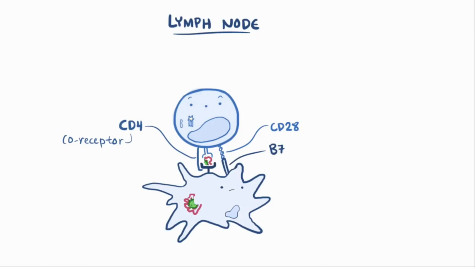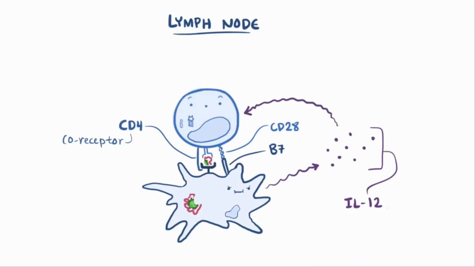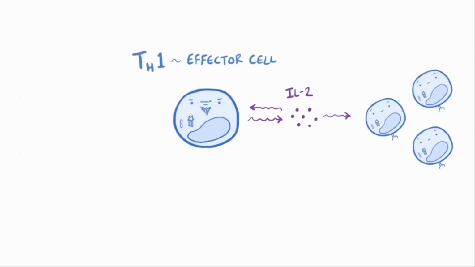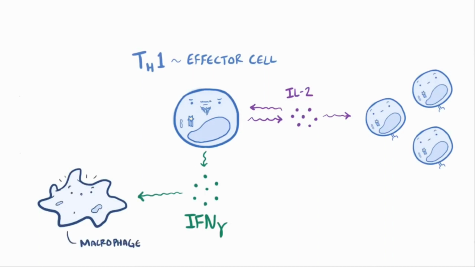Once it binds to the T cell receptor and the CD28 protein, the dendritic cell releases interleukin 12, a cytokine that tells the naive CD4 positive T cell to mature and differentiate into a type 1 helper T cell, or a Th1 cell, a sort of coming of age moment. At this point, the CD4 positive T cell is no longer considered naive. Instead, it's an effector cell that's able to release the cytokine interleukin 2, which helps both it and other T cells in the area proliferate, as well as interferon gamma, which activates phagocytes like macrophages and creates more Th1 cells.